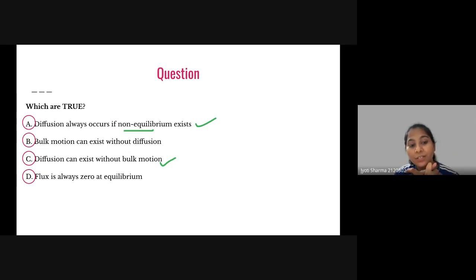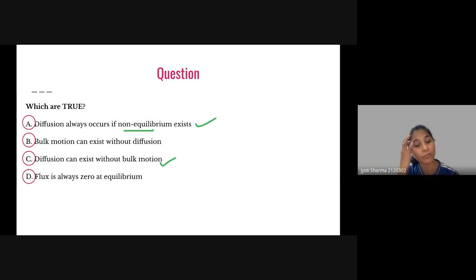Then, bulk motion can exist without diffusion. There are very rare cases of this, but yeah, there may be bulk motion without diffusion. Diffusion can exist without bulk motion. We already said yes. And diffusion, sorry, flux is always zero at equilibrium. Yeah, we already have learned this.